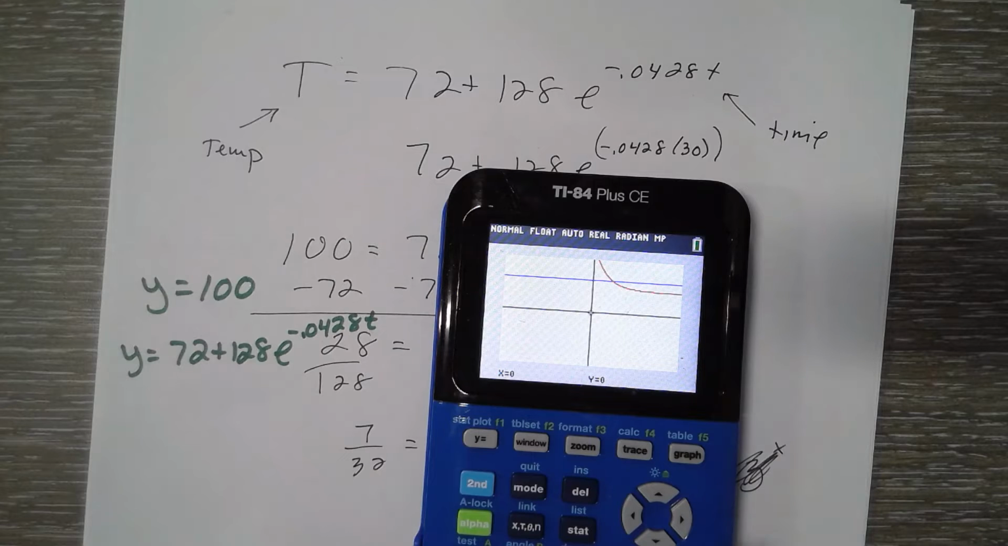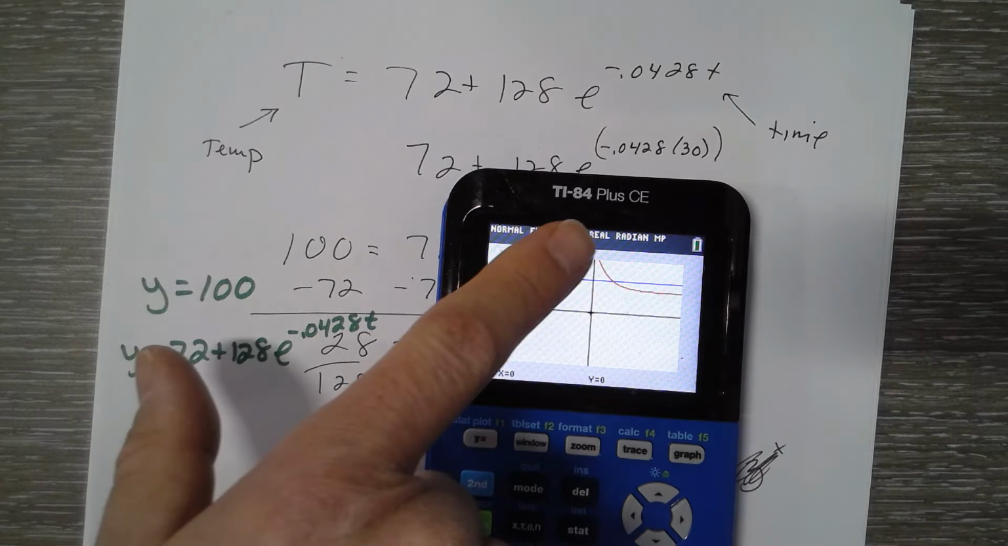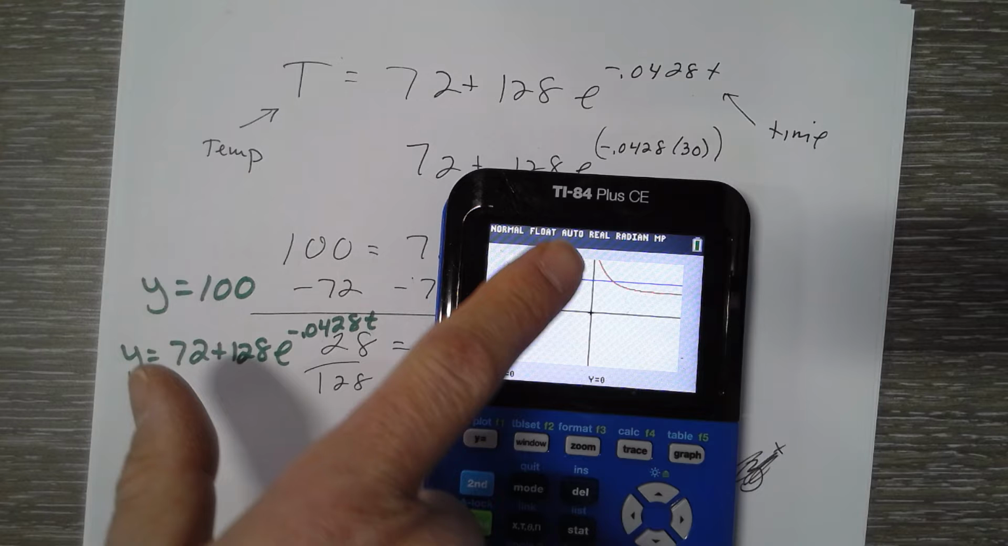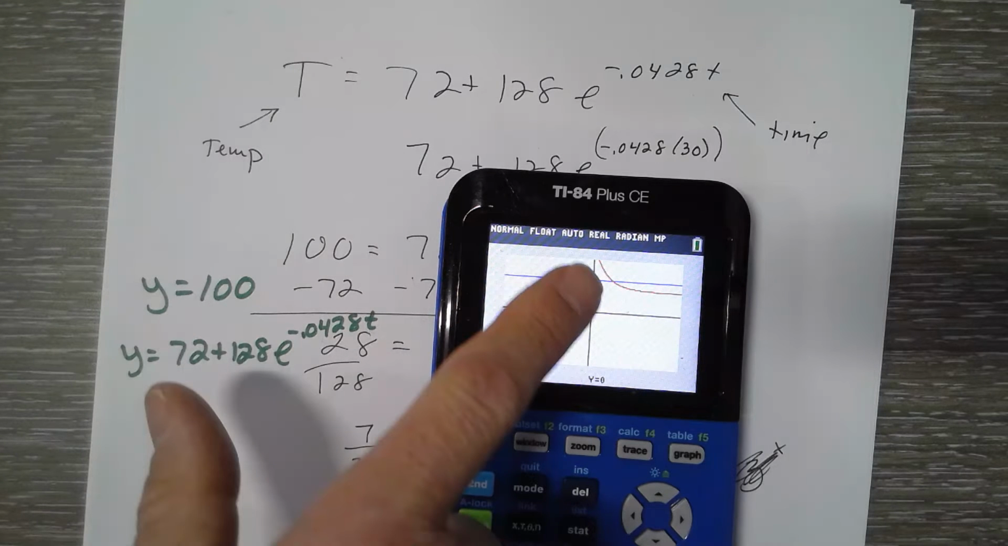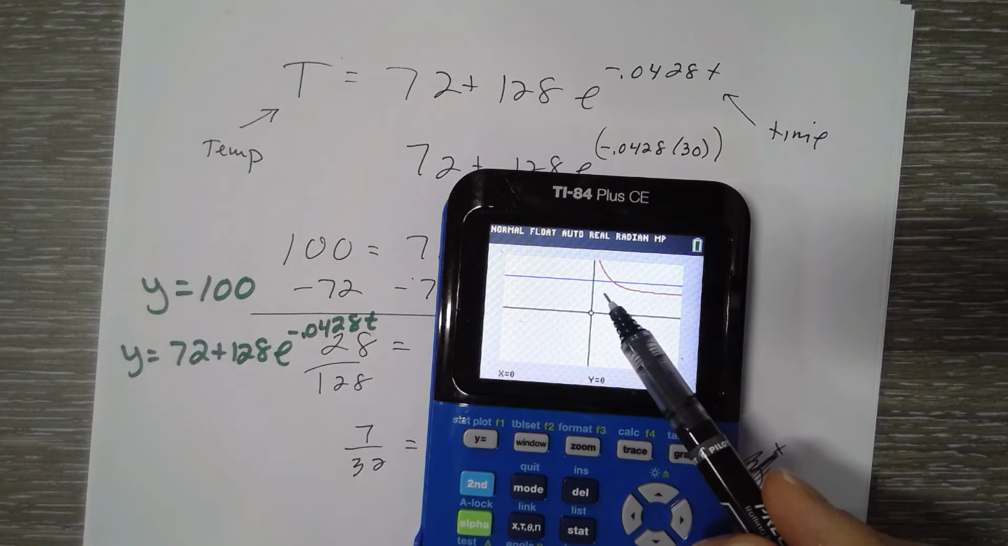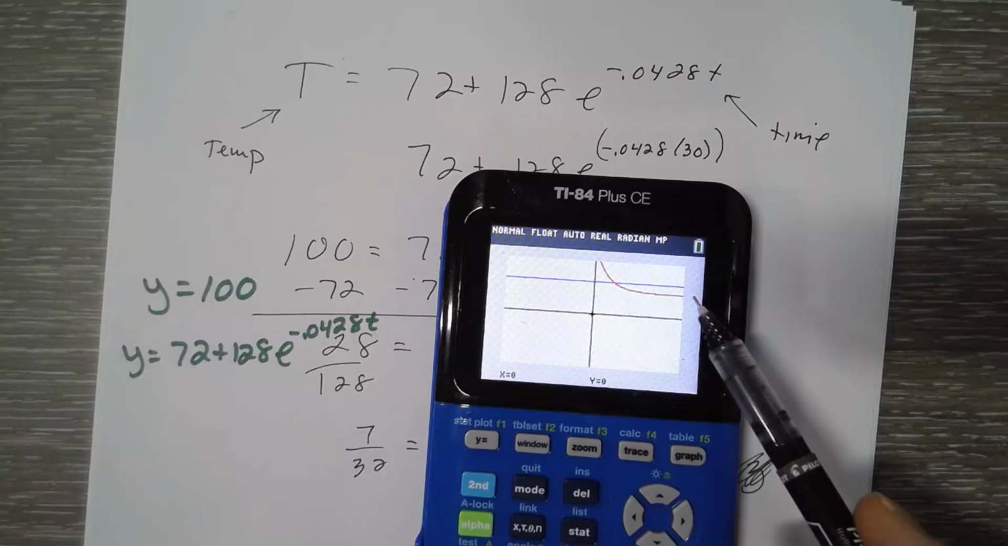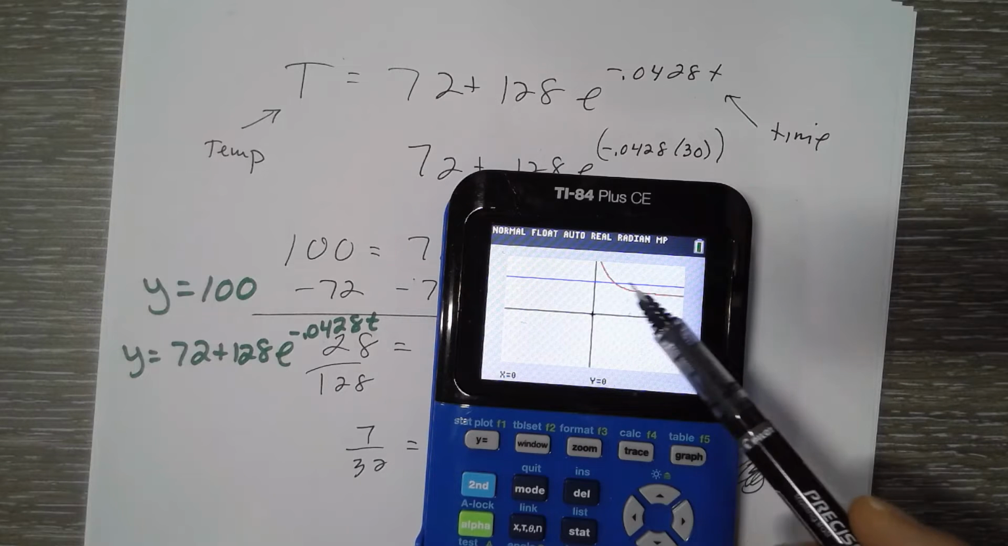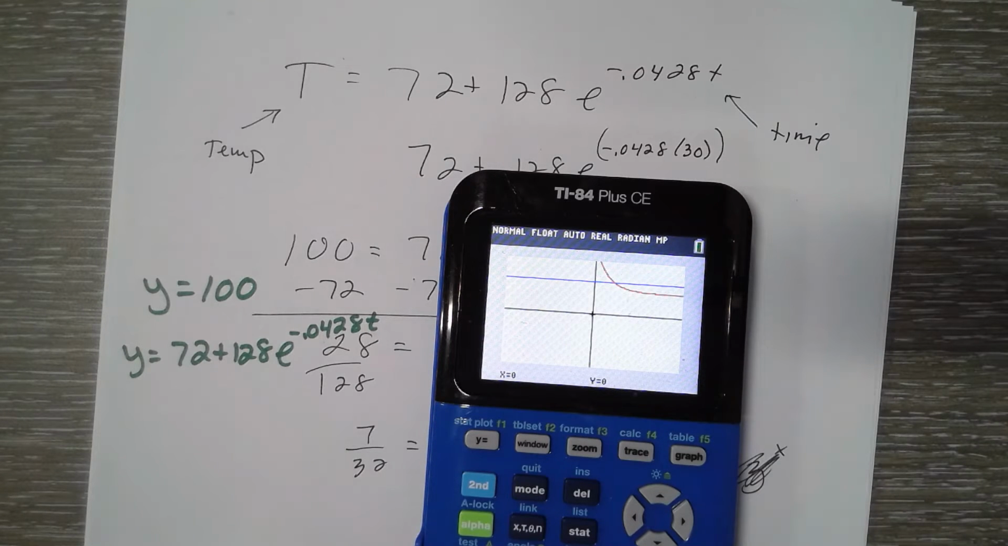This is the temperature coming down into the room. You can see that this must be the horizontal asymptote, y equals 72, because that's the room temperature. There's a horizontal line right there. And there y equals 100. That's the blue line going across. My line goes up. It goes up? So you must have entered it in incorrectly.